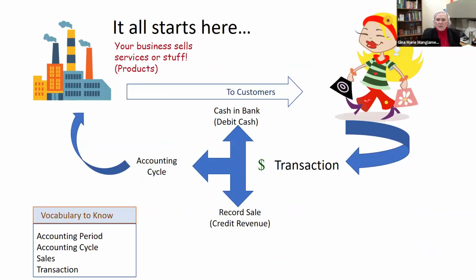So how do these transactions occur? It all starts right here when you decide you're going to open your business, be open for business, and you sell your first item or service. When I say your business sells services or stuff, that's products. Services would be intangible things like being an educator or home inspector, tutoring, detailing cars. You could be a company that owns a bunch of trucks that suck the grease pits of restaurants as a service.